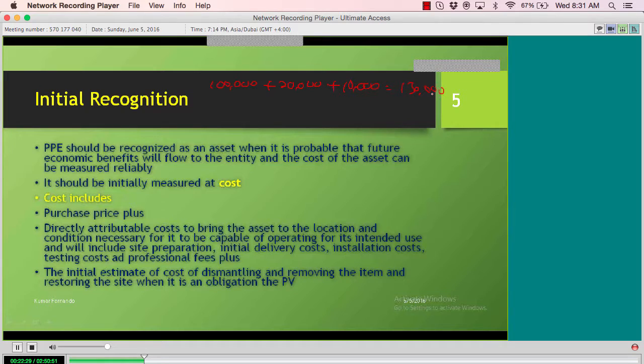In this case, this will be 130,000: the purchase price plus whatever cost you have to spend to bring it to the location and also to install it. Maybe you have to spend some 5,000 rupees for a consultant to install it. That is also part of cost. There is this last part you don't need to worry about; that is mostly for oil exploration. If you buy land from the government, after 10 years you have to restore the land and give it back. So the present value of restoration must also be included in cost, but that's not part of your syllabus. Remember, the original 100,000 plus the 20,000 shipping plus the 10,000 will be your cost.